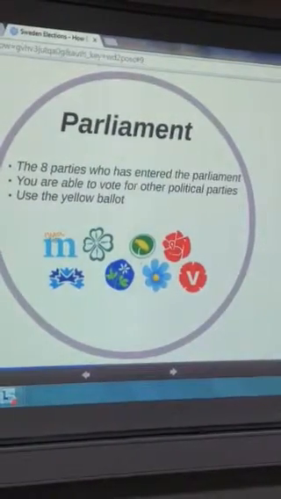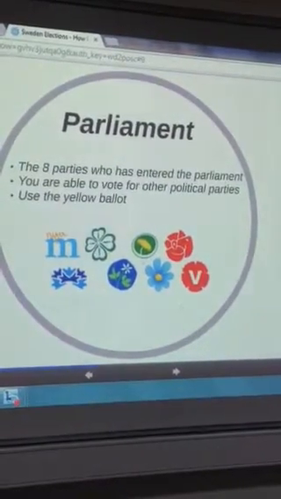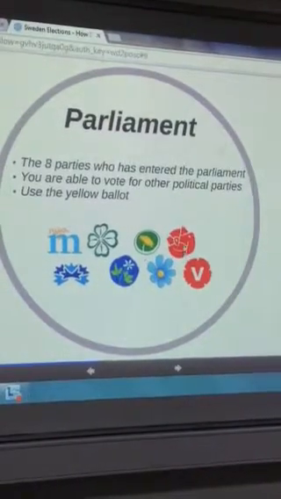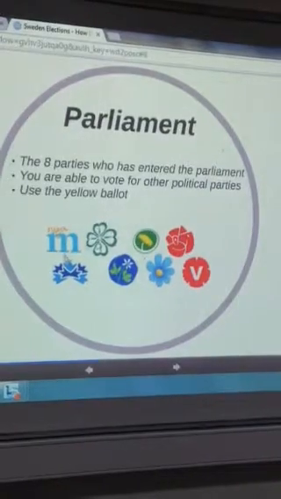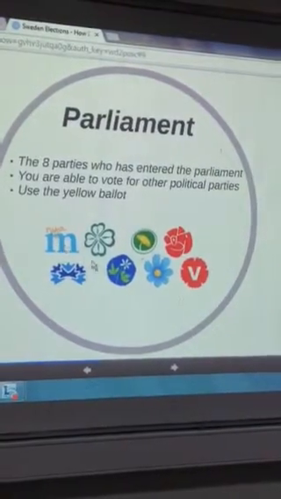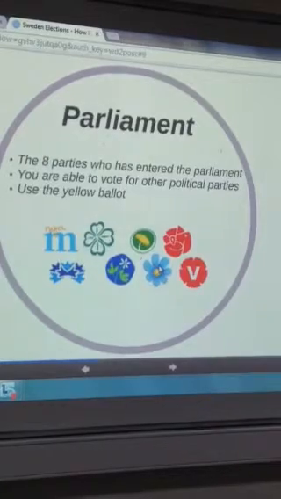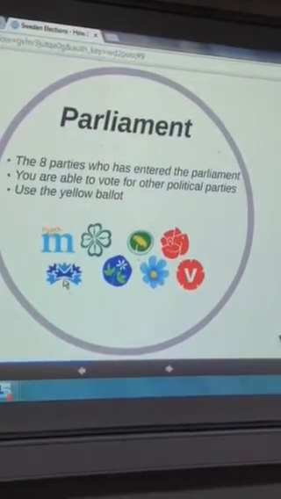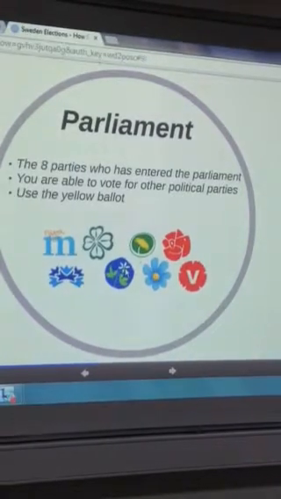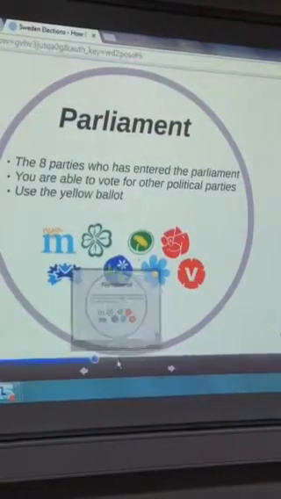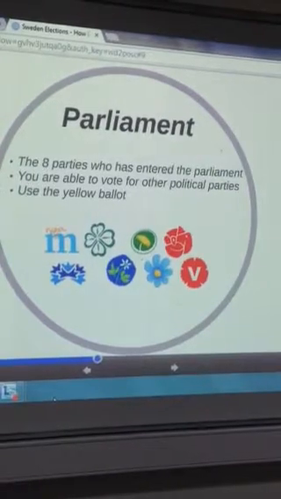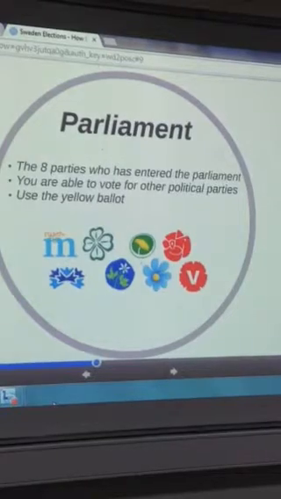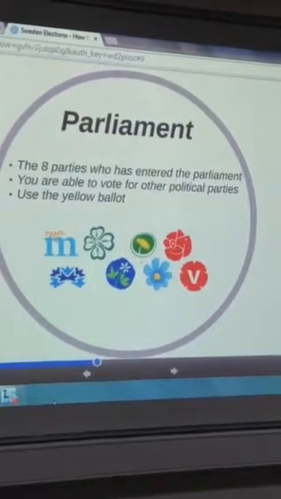Let's start off with the parliament. There are 8 political parties in the Swedish parliament. Here we have Social Democratic Party, we have Moderate Party, Sweden Democrats, Green Party, Centre Party, Liberal People's Party, Christian Democrats and Left Party. These parties have all received over 4% of the citizens' votes in the parliament election and have therefore been given the opportunity or benefit to enter the parliament.